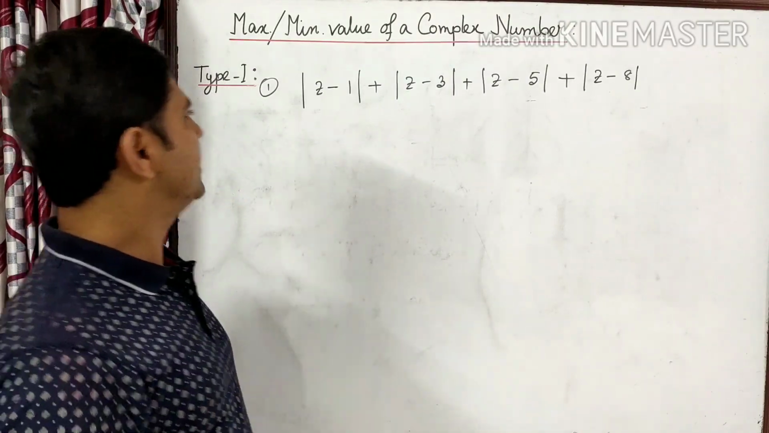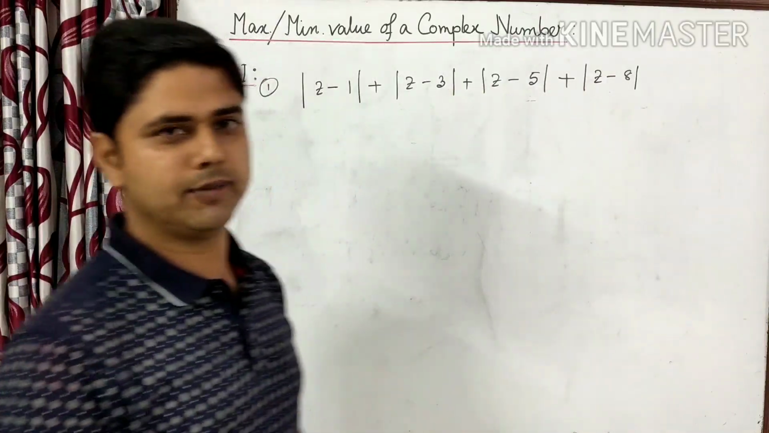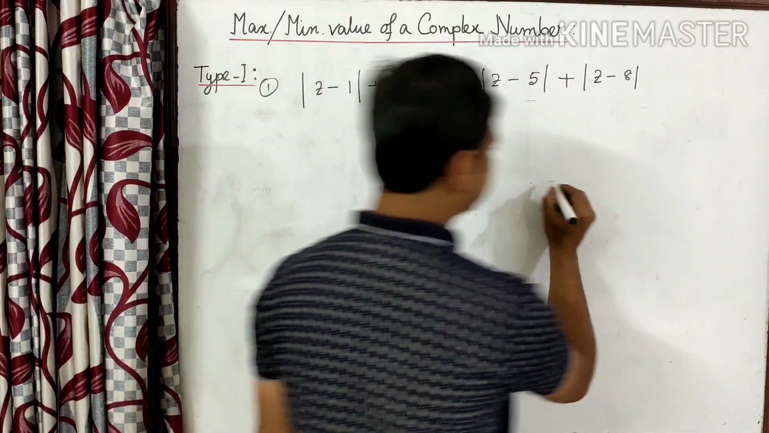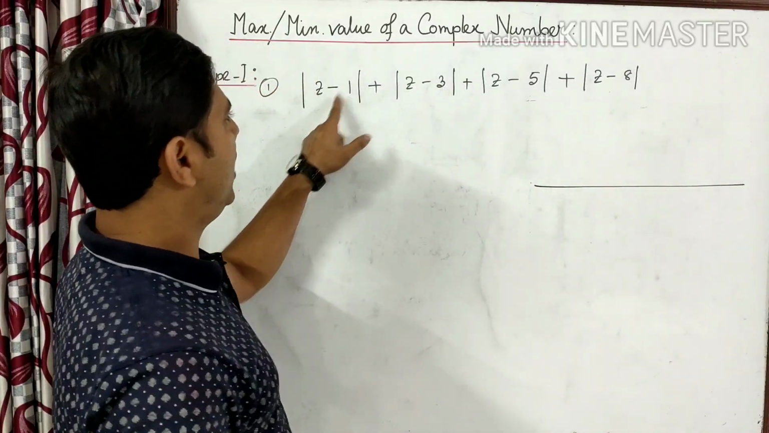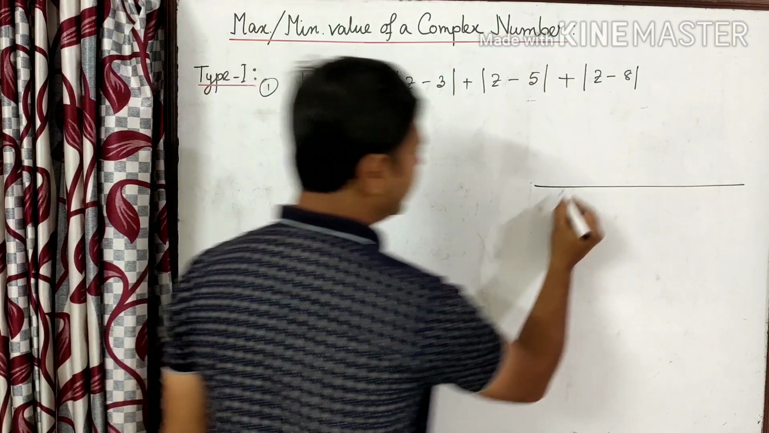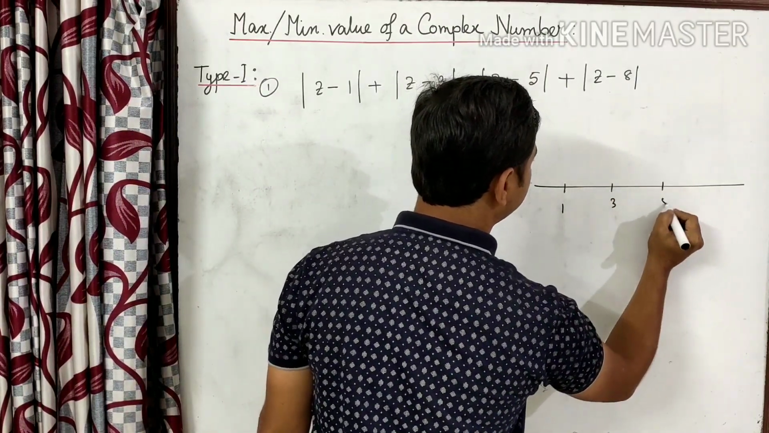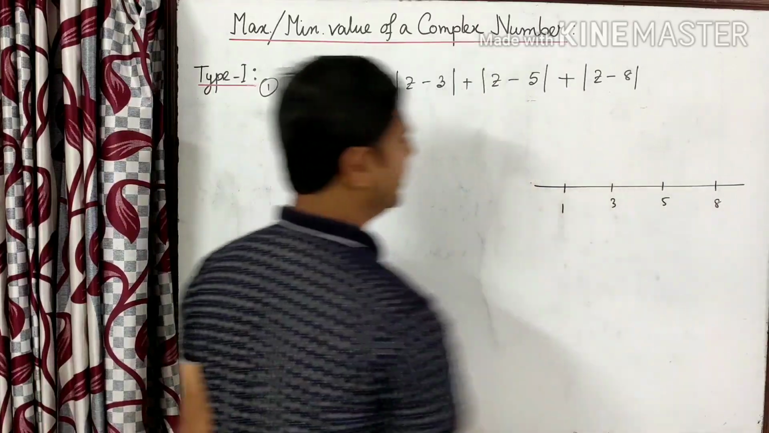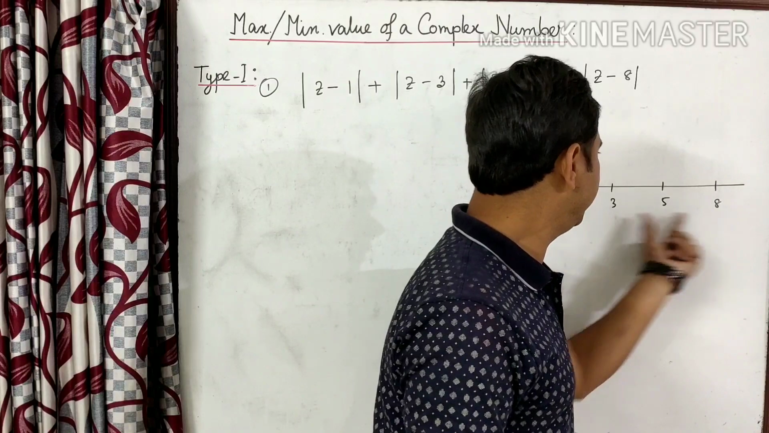Here, we consider another example. How many terms are there? 1, 2, 3 and 4. Sum of 4 terms. Similarly, here also we draw a number line. z equals 1, 3, 5 and 8, in increasing order. These are the values. How many middle terms are there?